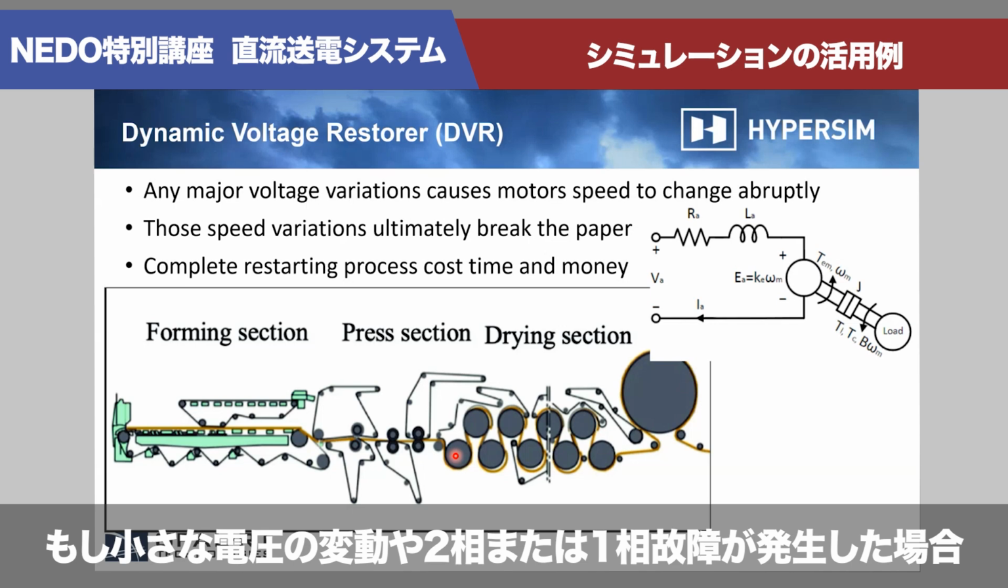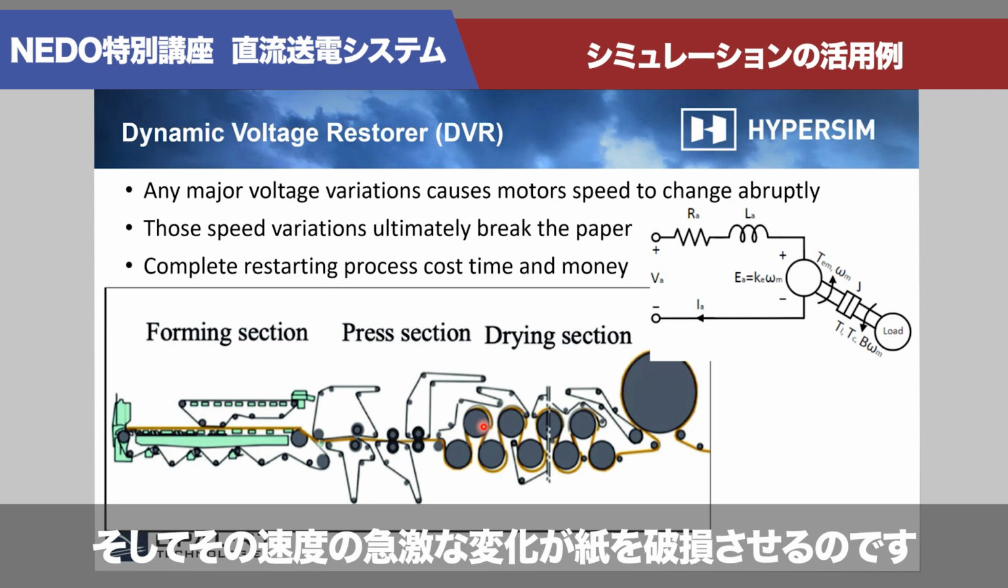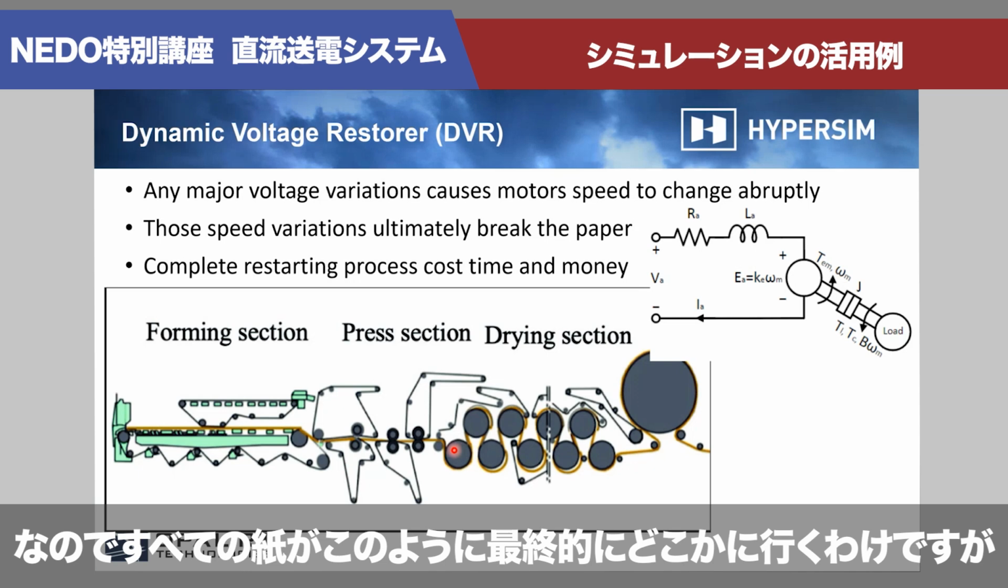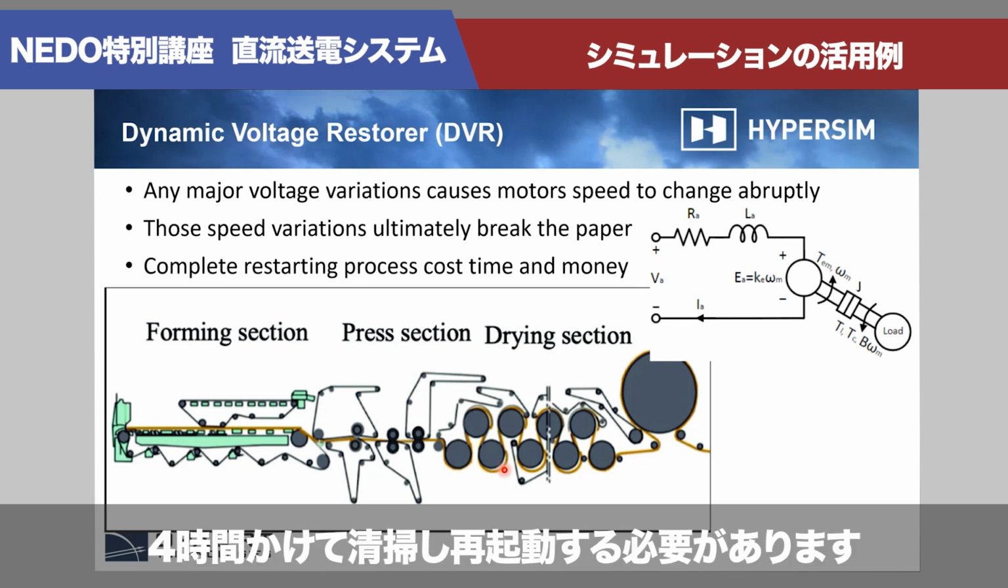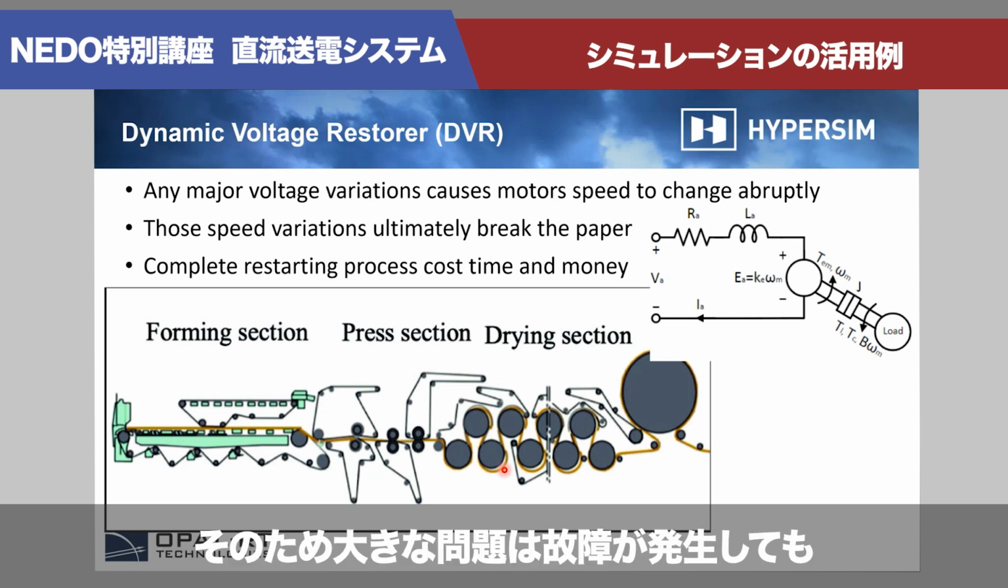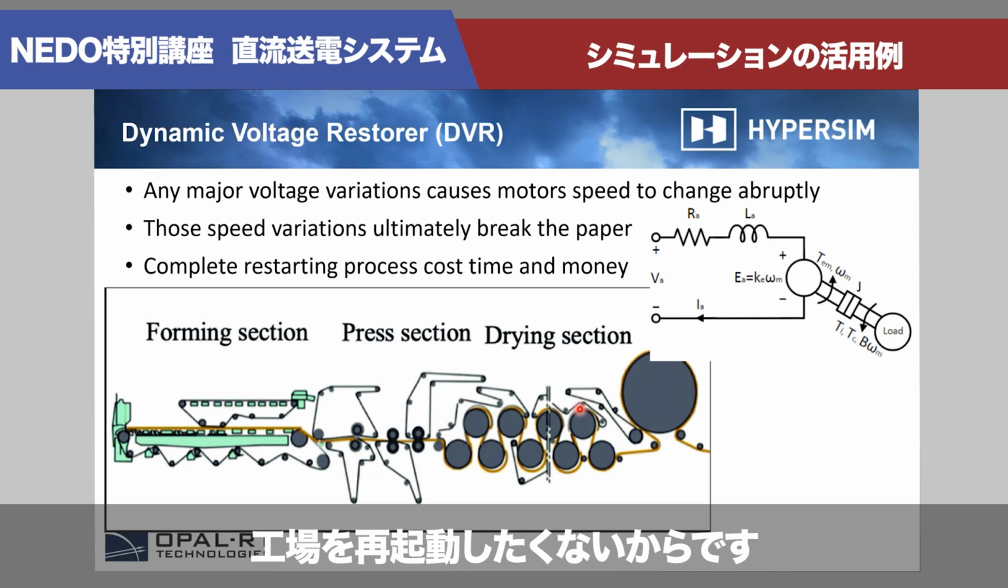If you have a small voltage deviation or a two-phase fault or even a one-phase fault, then the DC motors over here will have a differential in speed. That sudden change of speed will actually break the paper. You could imagine all the paper going like this eventually goes somewhere, and then they have to shut down everything, clean for 4 hours, and restart again. So the big issue is we need to make sure that the speed of the motors does not change when there's a fault, because we don't want to restart the factory.